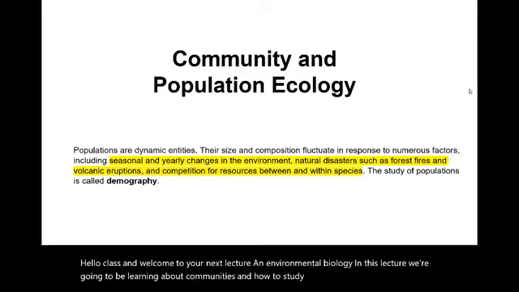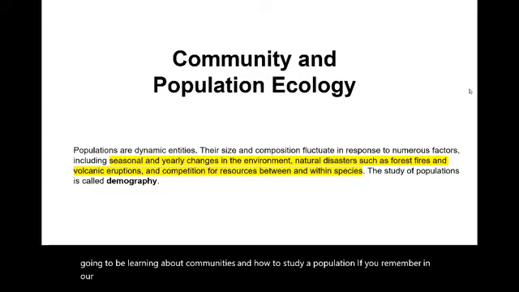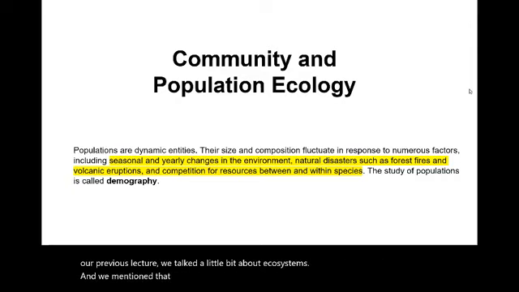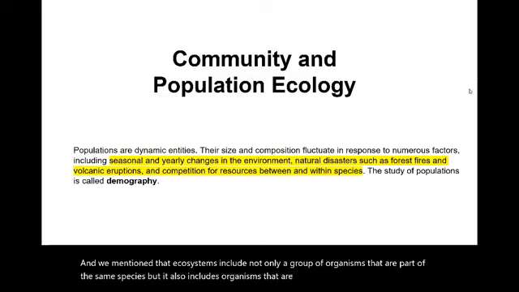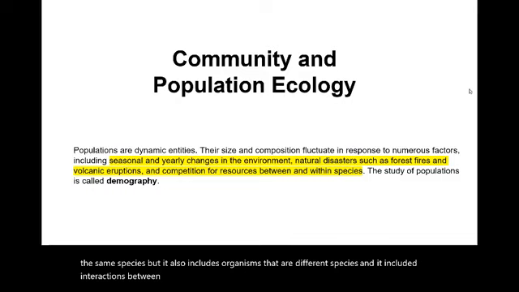If you remember in our previous lecture, we talked a little bit about ecosystems, and we mentioned that ecosystems include not only a group of organisms that are part of the same species, but also organisms that are different species, and it included interactions between the abiotic and biotic factors in that environment. So we talked about living and non-living things interacting with one another.